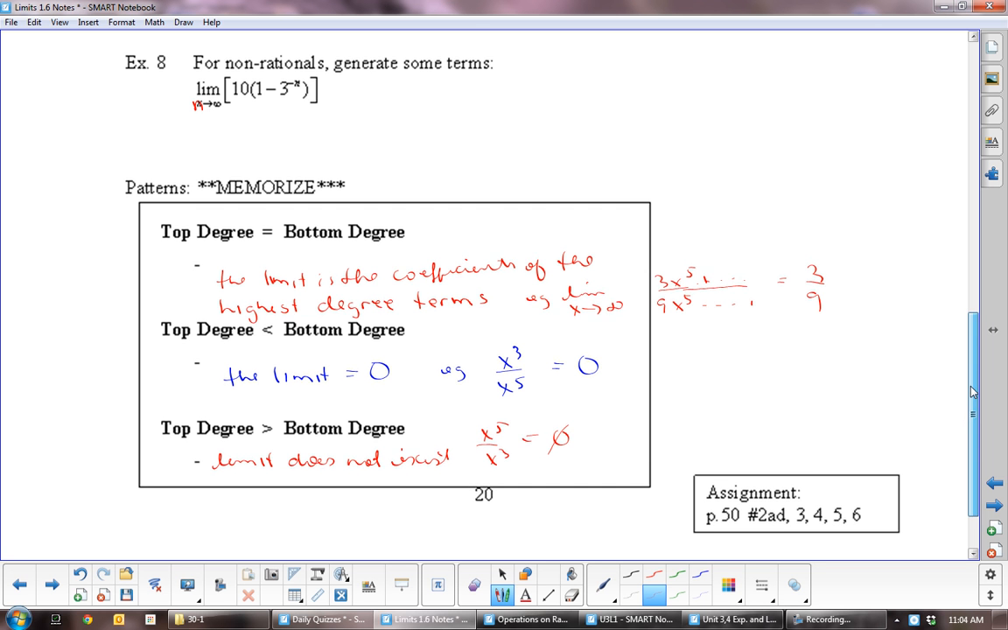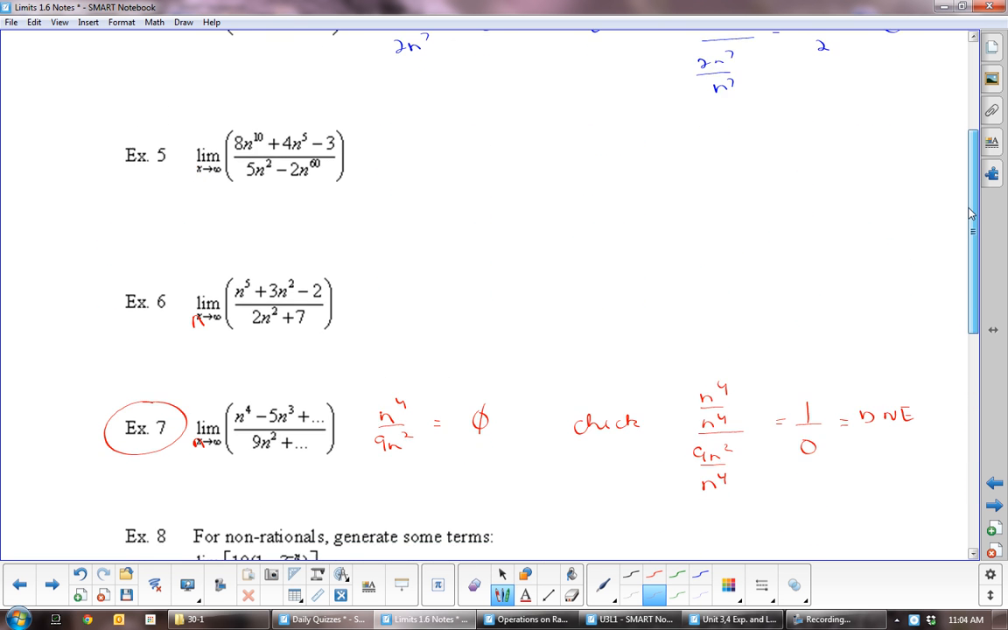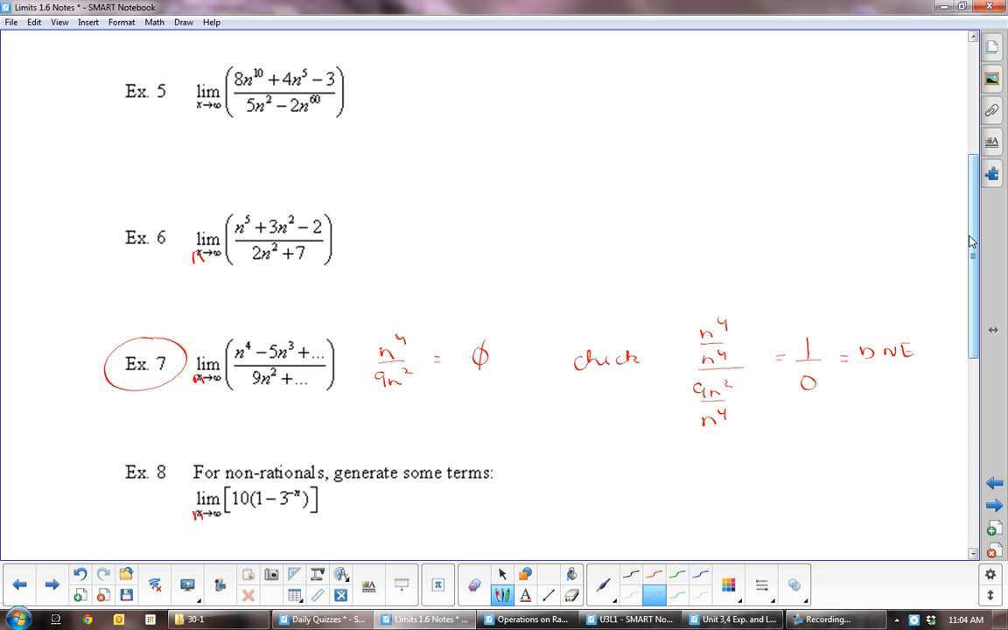Okay, so we've got some examples to finish up here. In example 5, what I often do is just write out the biggest terms. So this would be 8n to the 10 over negative 2n to the 60. What should this equal according to our rules? 0. Example 6, I would have n to the 5 over 2n to the 2. This would equal, does not exist.